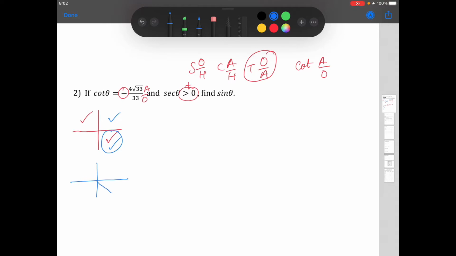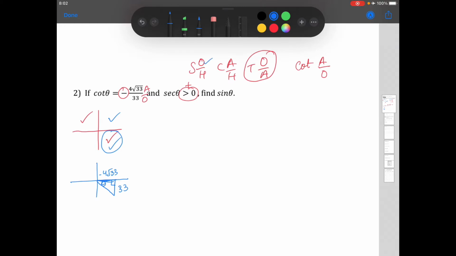So this is what my reference triangle looks like. That's going to be theta, and this side is adjacent to theta. So this is -4 rad 33. And your opposite is 33, right? And now I want to find what? Sine of theta. What's the ratio for sine? Opposite over hypotenuse.